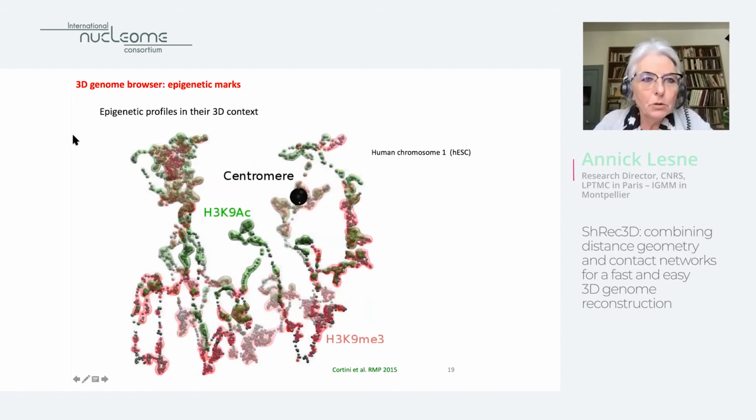It is also possible to annotate the genomic loci with any epigenetic marks, any epigenetic profile. So this makes it possible to visualize the epigenetic profiles in 3D. Here, for instance, we have superimposed the acetylation of lysine of histone H3 and the methylation, again showing a clear segregation of those two marks, which is somehow expected because one is associated with active regions and the other one with silent regions.